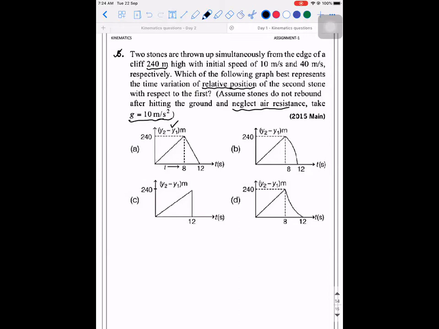Right? But how do you proceed? Just because you saw the word relative, you need not go with relative velocity and all. Even if it comes, don't worry much about it. Relative means difference. That's it. So how do we proceed? Anyone with an idea? They've told to ignore air resistance and take G is equal to 10 meters per second square. So you can still use the same.